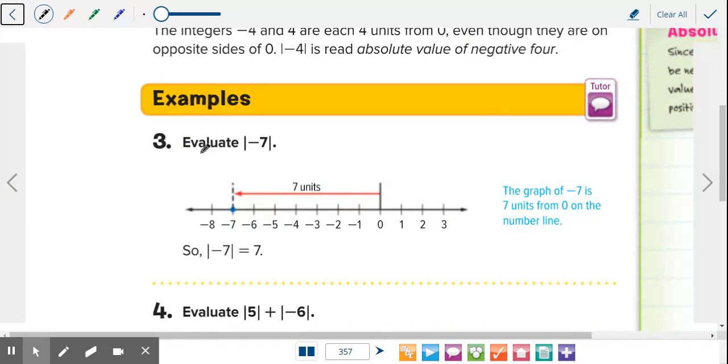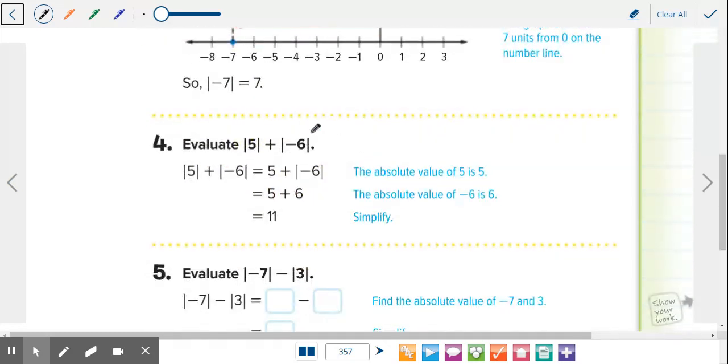All right, so this one, number 3. What is the absolute value of -7? 7. Okay, now the next part of this, they're going to throw this at you. This is read as what is the absolute value of 5 plus the absolute value of negative 6. So what you have to do first, do the absolute value first, then the addition. Okay, so what's the absolute value of 5? 5. What's the absolute value of negative 6? 6. Now you do the addition. What's 5 plus 6? 11. Okay, so when they're inside the brackets like this, always do the absolute value first. Okay, then you do the addition.